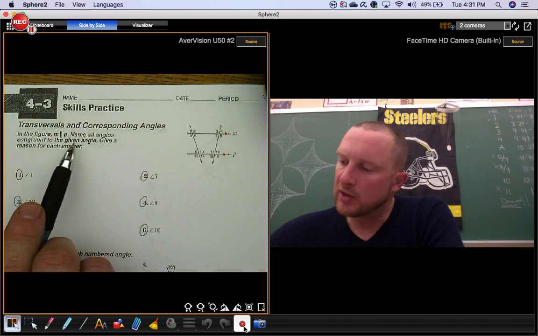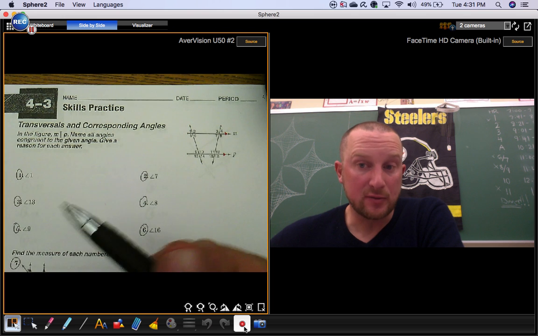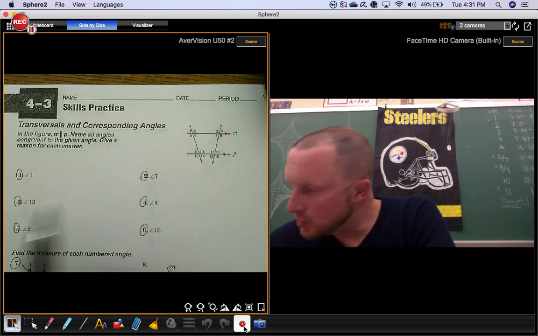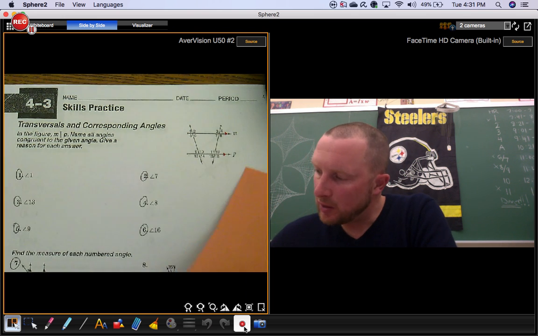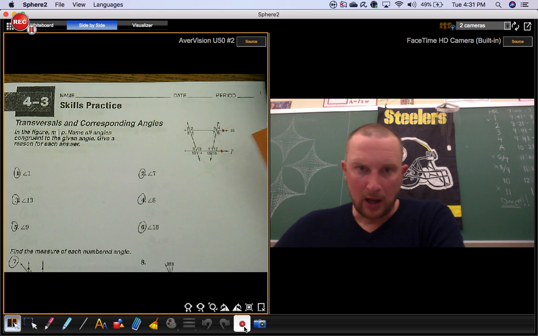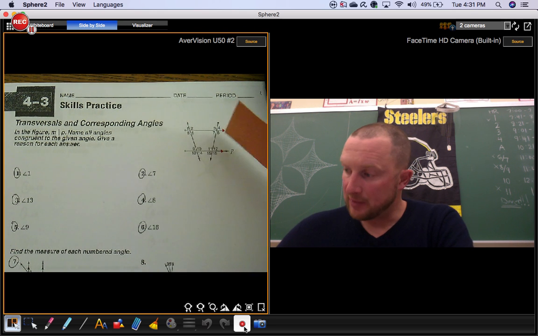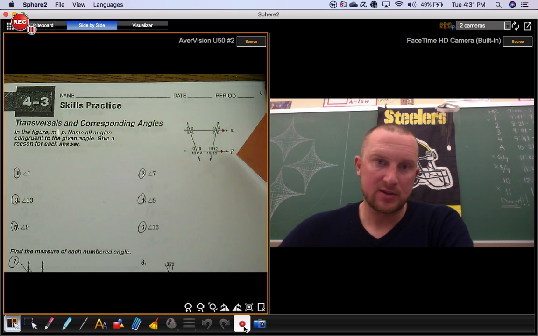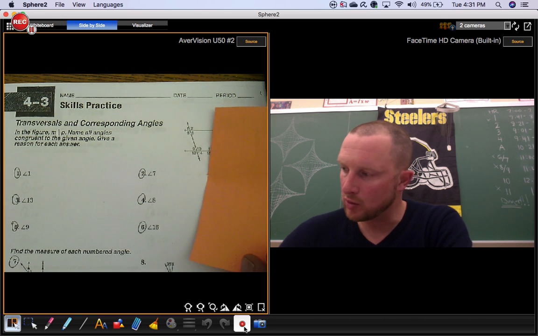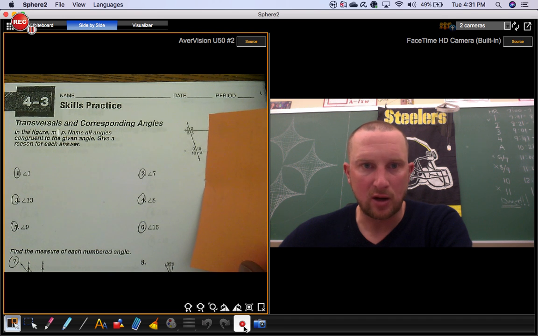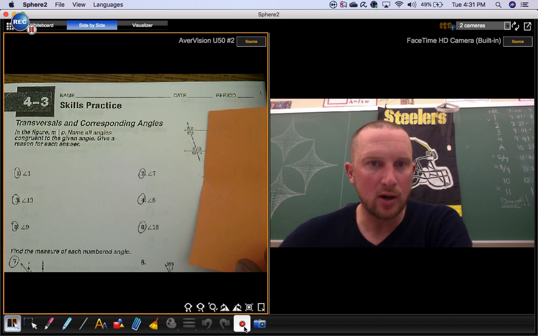Name all the angles congruent to the given angle and give a reason for each answer. Okay, so what's congruent to angle 1? Well, if I look at angle 1, now I'm going to block off a line. I definitely do not want to block off one of the parallel ones. That's just not a possibility because parallel lines are going to give you the congruent angles that you want. So don't cross them off. But if I cross this one off, notice how I can still see angle 1.